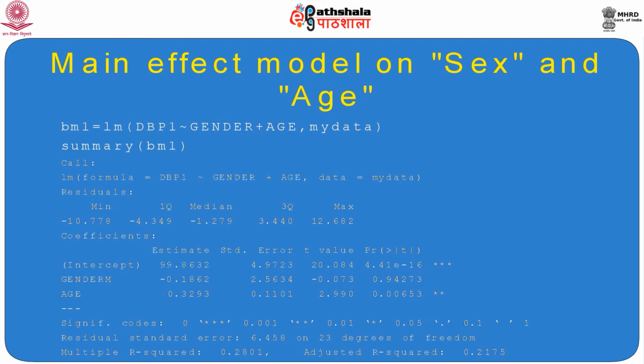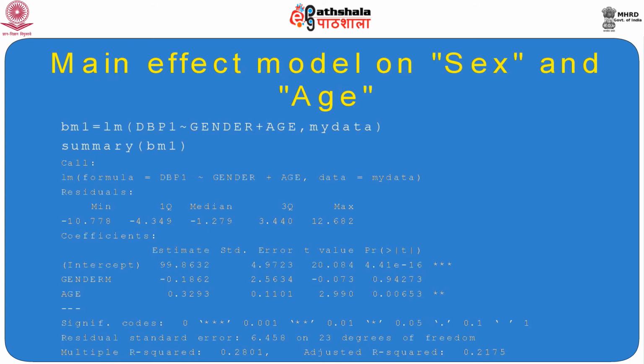Now when we call summary of bm1, we get as a result the lm formula of DBP1 followed by gender plus age with data equals my data, and the residuals are also given from minimum to maximum value. The residuals predicted from this model range from minus 10.77 to maximum 12.682. The coefficients are the most important thing, with estimate, standard error, t value and probability p-value. The intercept is 99.86 with standard error 4.97, t value 20.08, and a p-value of 4.41, which is highly significant.